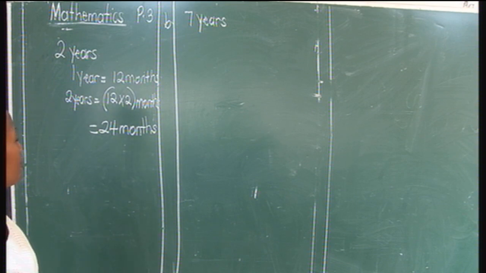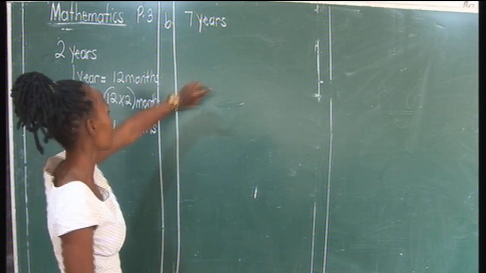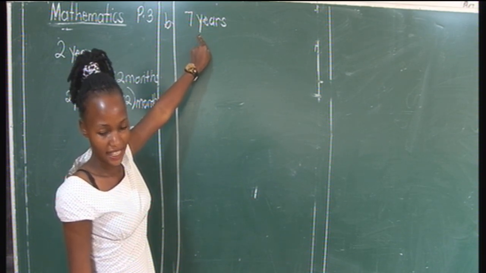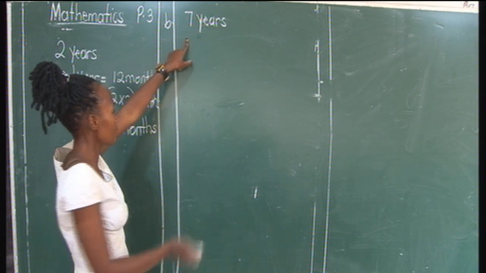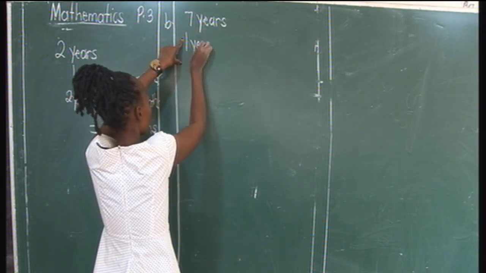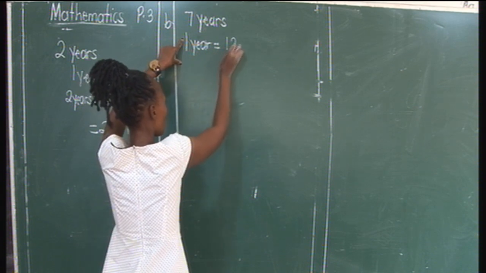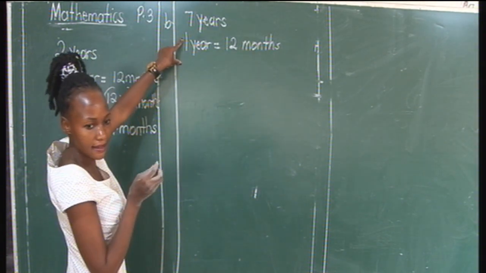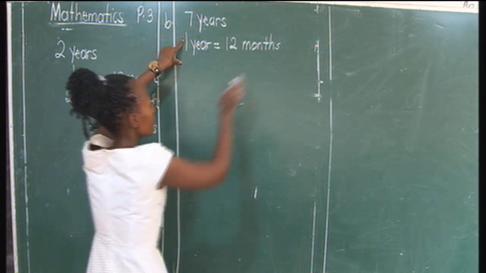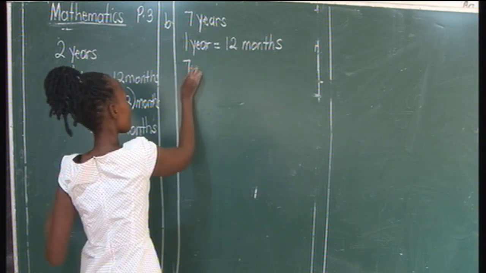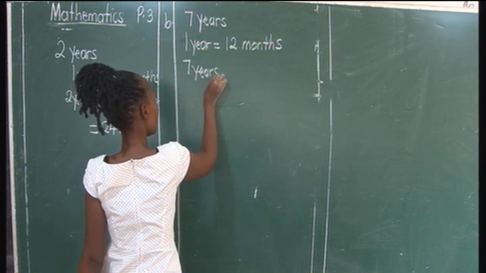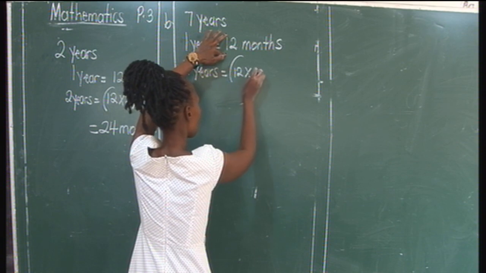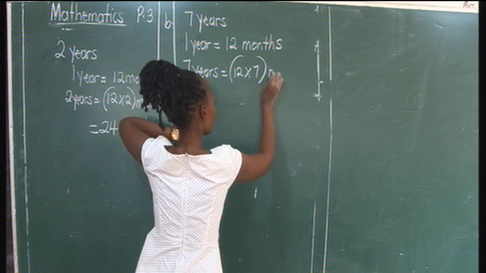Okay, let's go to part B. Now part B, they've told us to change 7 years into months. Remember we said the first step, we say 1 year is equal to 12 months. Yes. What about the 7 years? Then we shall say 7 years will equal to, we open our brackets, we get the 12 months times 7. The answer will be in months.